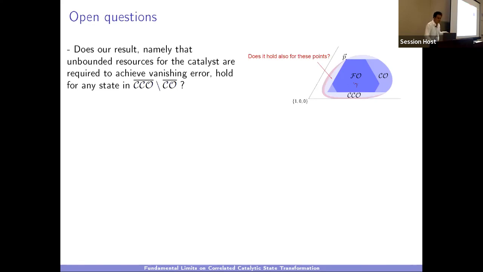And some more open questions. So the states of our theorem are those hard states for which f of rho is strictly bigger than f of rho prime, that lie in the right region, which is out of CO but in CCO. So the question is, does the same hold for all the states that are out of CO but inside CCO?